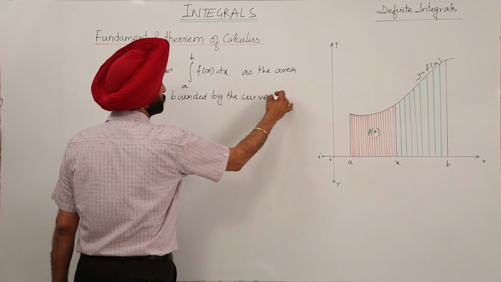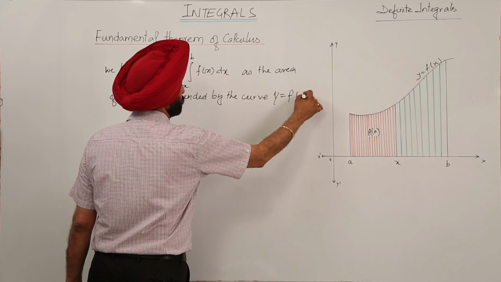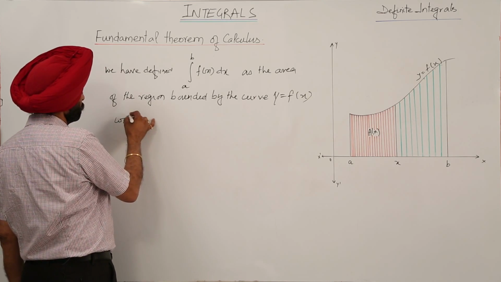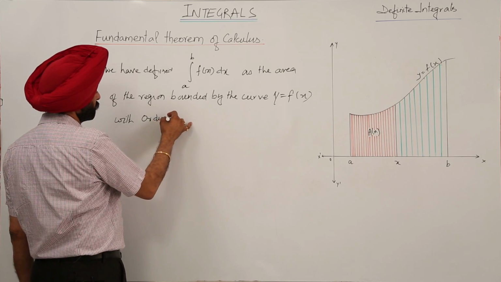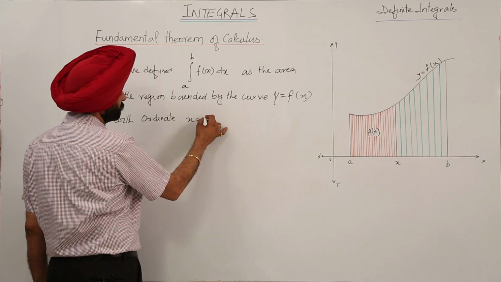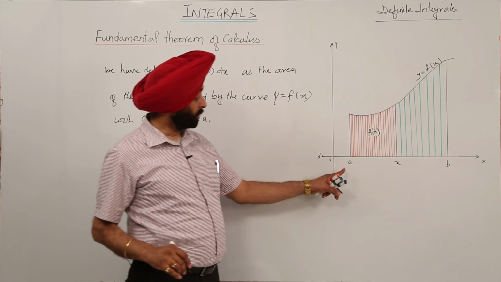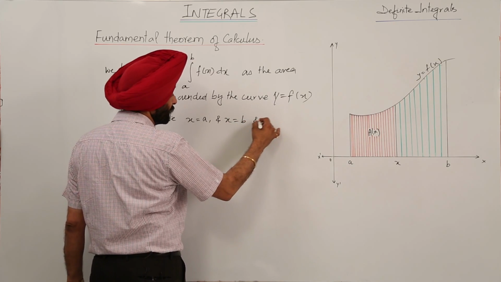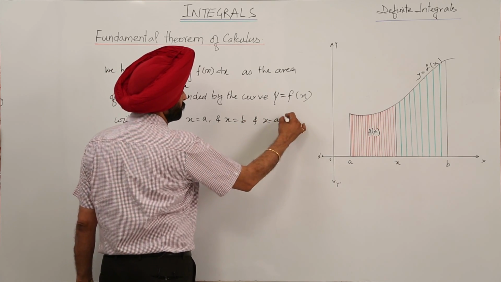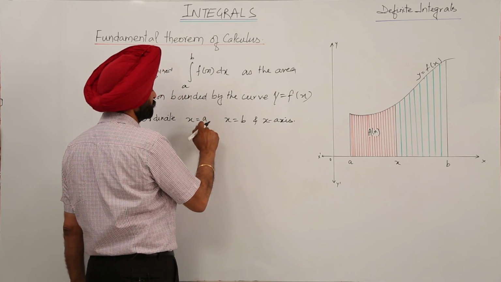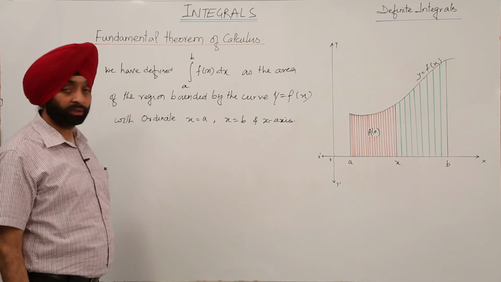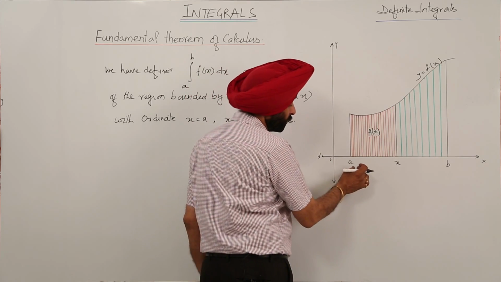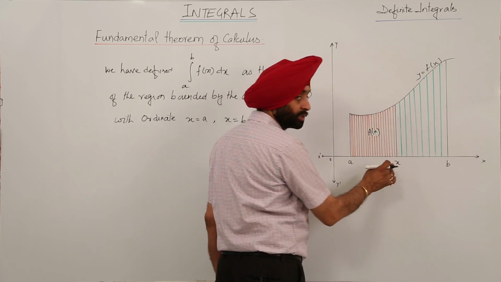y is equal to f(x), with the ordinates. Now, what are the ordinates here? The ordinates are x is equal to a and x is equal to b, and the x-axis itself. The x-axis means this line, and the ordinates are this a and this b; this x is something different.